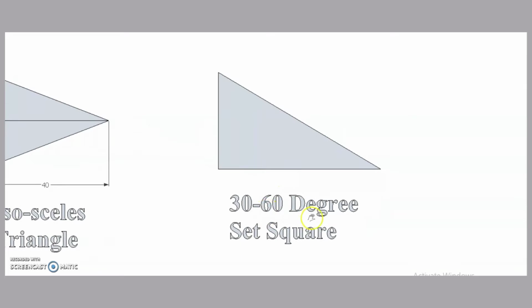The 30 degree set square which we are using in our engineering drawing. So this is an angle of 60 degree and this is 30 degree, so it is called a 30-60 degree set square.